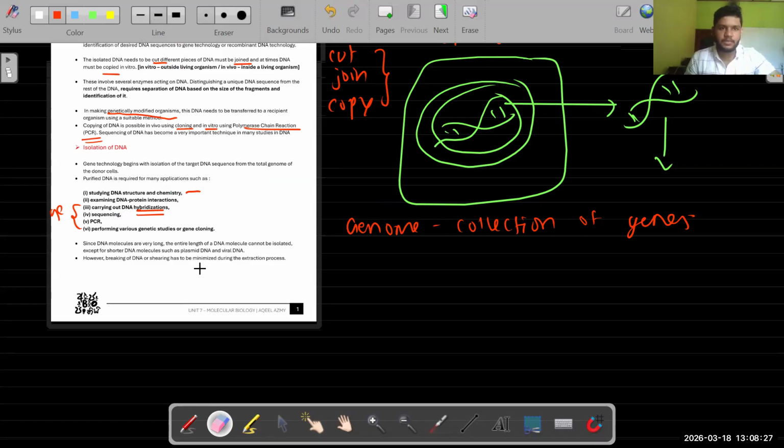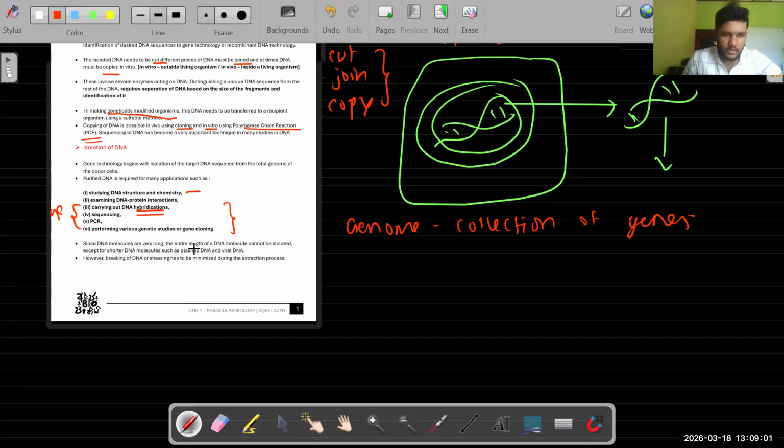Sequencing, PCR, and all of these will be coming across in the next class, right? For the time being, just try to understand these are the applications where we can use DNA, or how DNA can be applied. DNA isolation can be used for studying DNA structure. It can be used to examine DNA protein interaction and carry out DNA hybridization, sequencing, PCR, and performing various genetic studies.